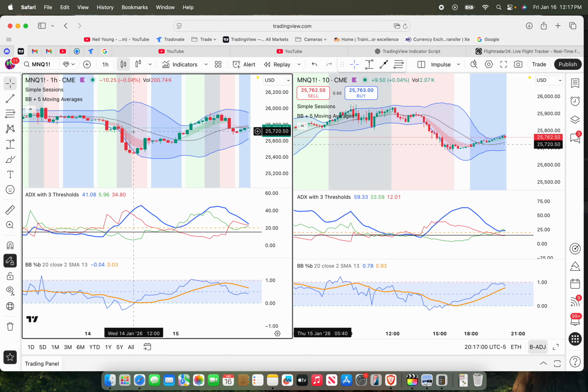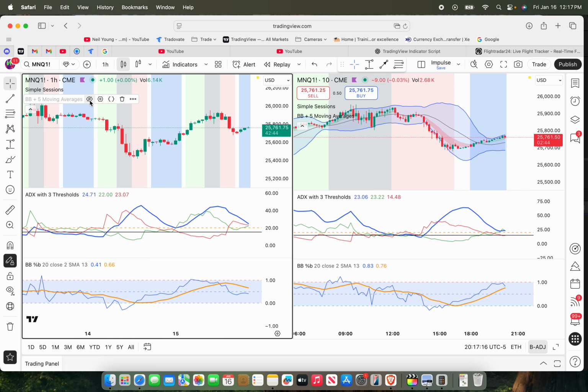I just want to tell you the whole reason that I made this indicator was I was having Bollinger Bands, and then I was having 2 extra sets of moving averages, and I thought, bugger it, how about I just make one? And so it's all just one indicator.